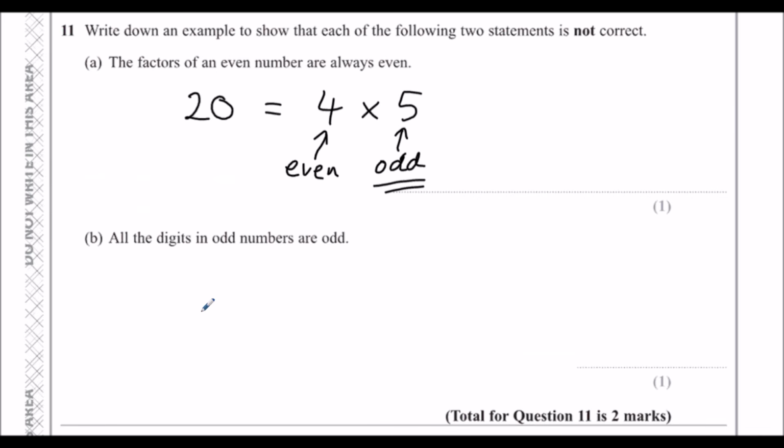The second one, all the digits in an odd number are odd. So we need an odd number with an even digit. So 21. So as long as the last number's odd, as long as the ones are odd, we can have any number we like. So any combination of digits we like. So all of the digits in odd number odd, 21, and the 2 is of course even.